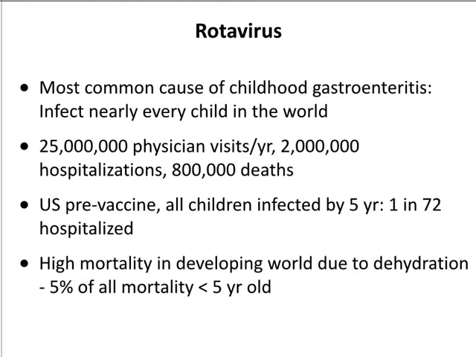And before the vaccine in the US, all children were infected by 5 years of age, and 1 in 72 were hospitalized. The problem is that when you get diarrhea, you can get dehydrated. If you're a very young baby, you can die without fluid replacement. And often you have to be taken to the emergency room and given IV fluids because a young baby is not going to drink enough to replace the fluids that he or she is losing. And this causes high mortality in developing worlds because they don't have the facilities to rehydrate people. You can't just walk into an ER and get an IV. So there's 5% of all mortality in these developing countries less than 5 years of age.